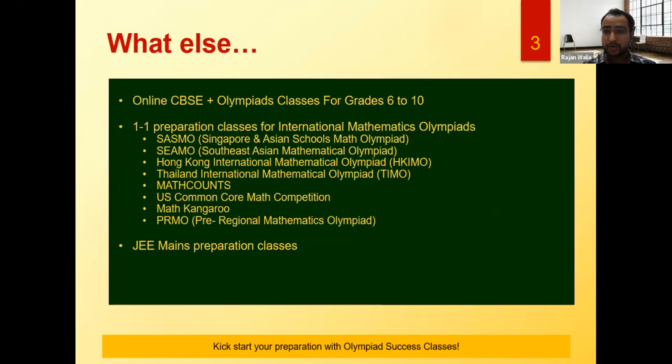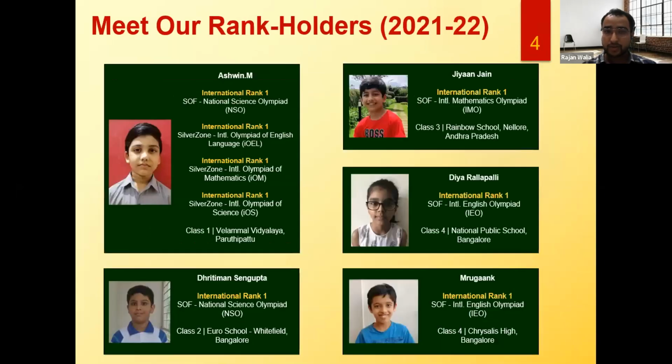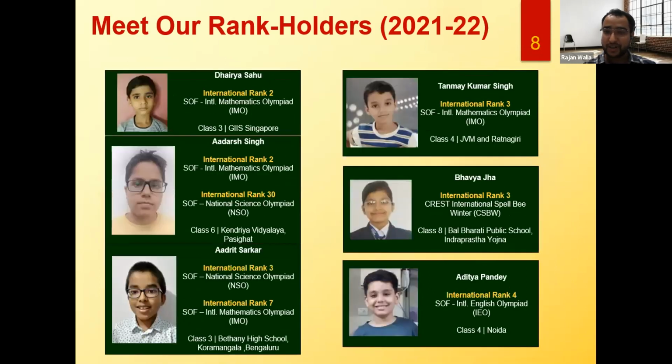Now, what else? We also offer online CBSE plus Olympiad classes for grade 6 to 10, and one-on-one preparation classes for International Mathematics Olympiads like SISMO, CMO, HKIMO, TIMO, Math Count, US Math Competition, Math Kangaroo, DRMO, and also JM preparation classes. Okay. Now, students, meet the rank holders for session 21-22. Many students in Olympiad Success got international ranks. So these are the students who got international ranks.